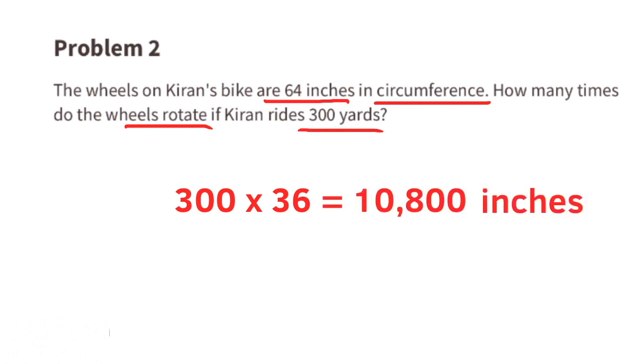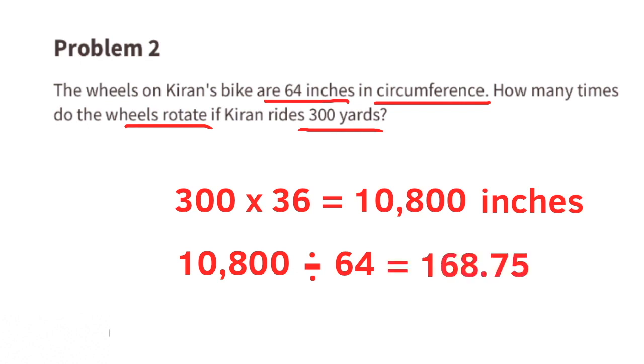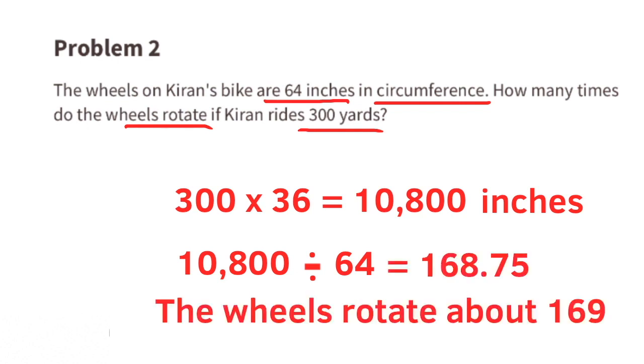Since the circumference of Kieran's wheel is 64 inches, we need to see how many times 64 inches goes into 10,800 inches. 10,800 divided by 64 equals 168.75. So Kieran's wheel has to rotate almost 169 times to travel 300 yards.